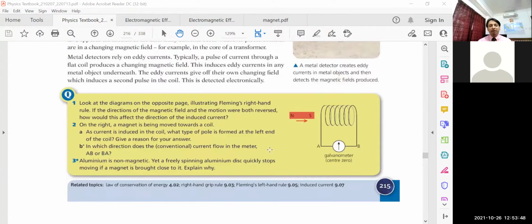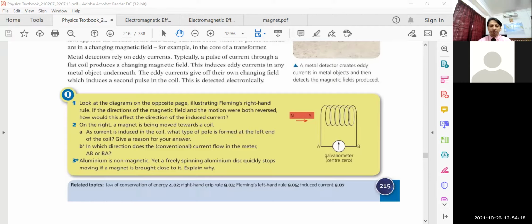On the right, a magnet is there. Current is induced in the coil. Definitely current will be there according to Michael Faraday. EMI, electromagnetic induction, is there. What type of pole is formed at the left end of the coil? Give reason for your answer. Yeah, 10th class students. What pole? North or south?